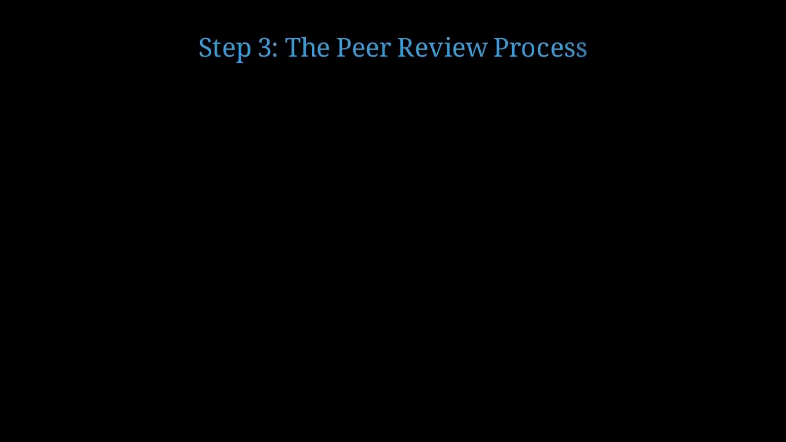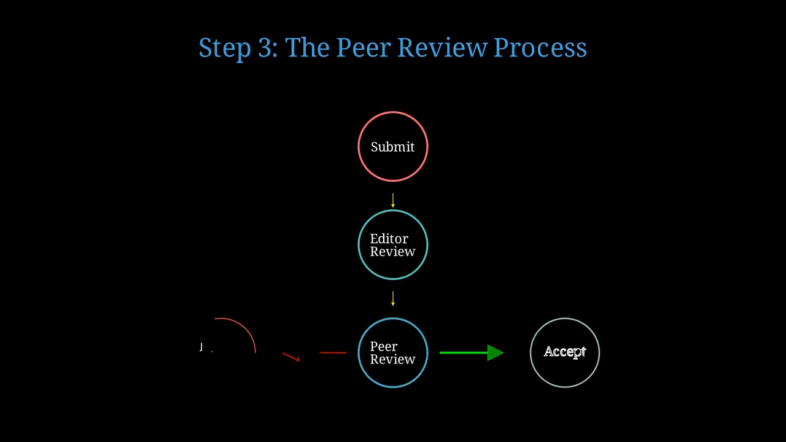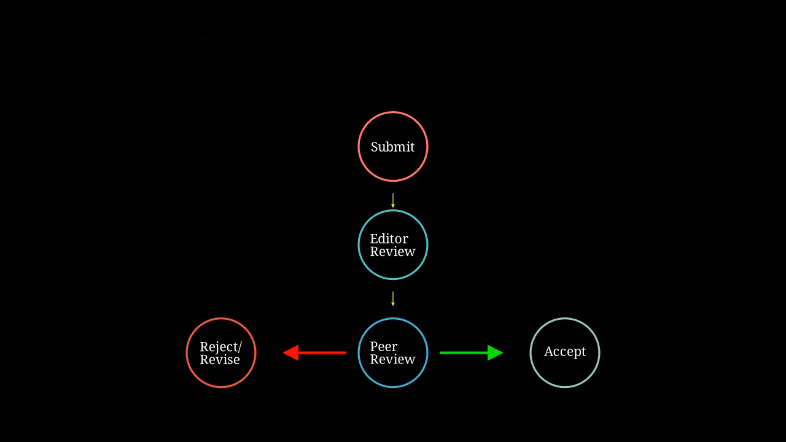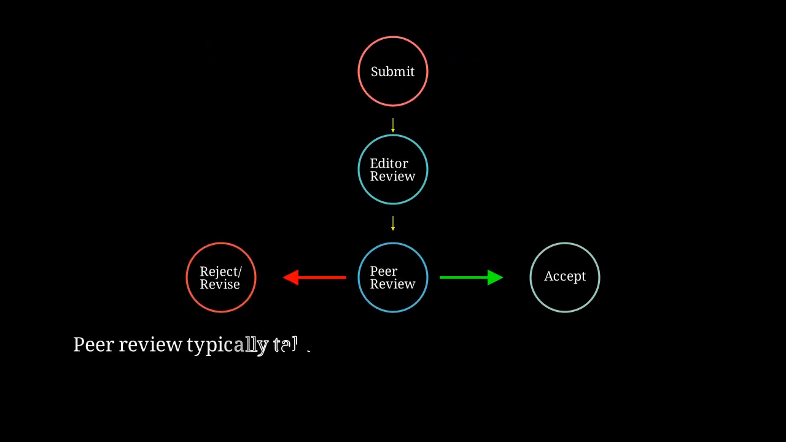Step 3 is peer review. This is the quality control mechanism of science. After submission, the editor does an initial review. If suitable, your paper goes to peer reviewers who evaluate it critically. Peer review typically takes 2 to 6 months, sometimes longer. Patience is required.